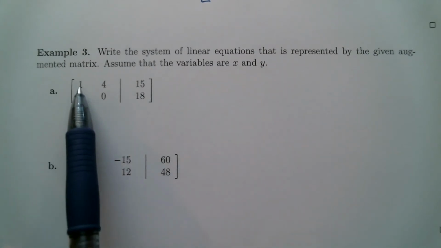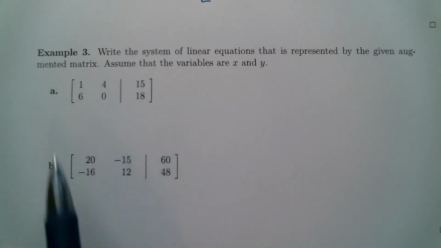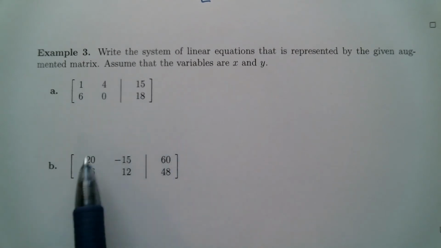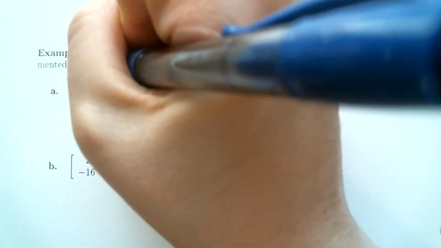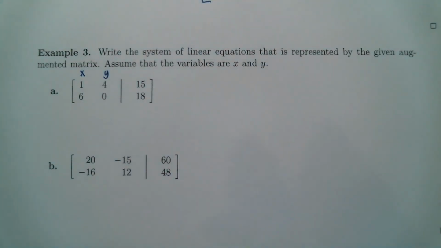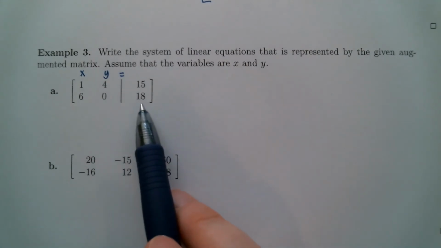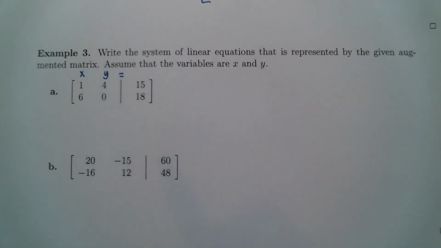Notice that for each one of these we have 2 rows. Okay, 2 rows, 2 rows. So every time you have a row, that's going to be turned into one equation. So this is going to represent 2 equations, 2 equations. Okay, all right, so remember, in this first matrix, the first column represents the numbers in front of x. The second column represents the numbers in front of y. Think of the vertical line as the equal sign. And then the numbers on the right of the vertical line are just the numbers on the right side of the equal sign.